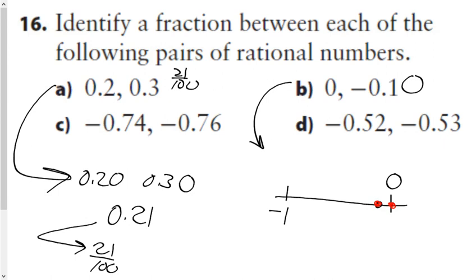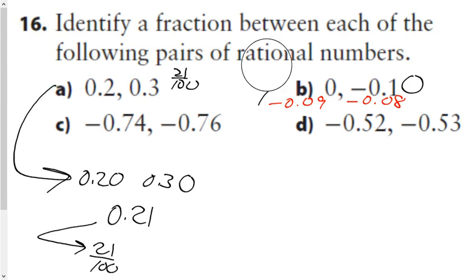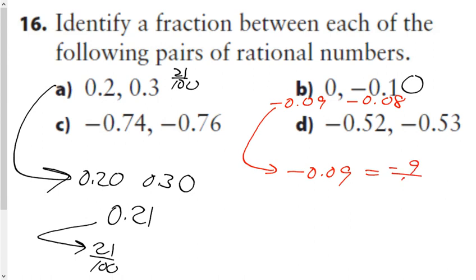and 1/10, if I think money here, -10 cents. What's between -10 cents and nothing? Well, you can go with -9 cents, -9 cents, -8 cents, etc. Those are in decimal form. If I take that decimal form, that's right, and think of it as a fraction again, that's -9/100ths. And therefore, that is a fraction that exists between those two numbers.